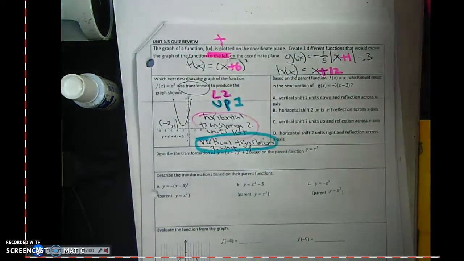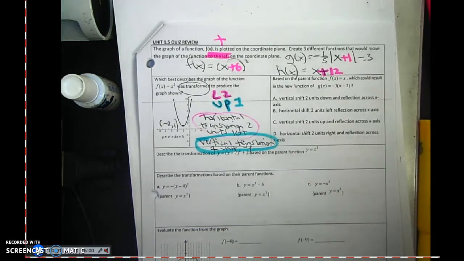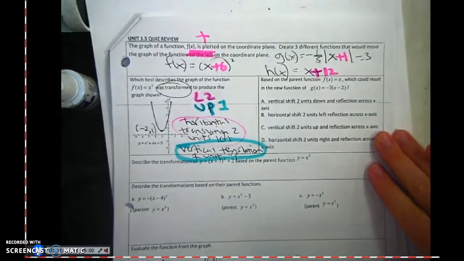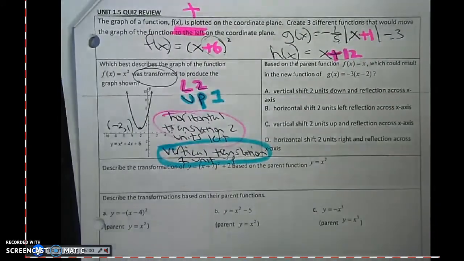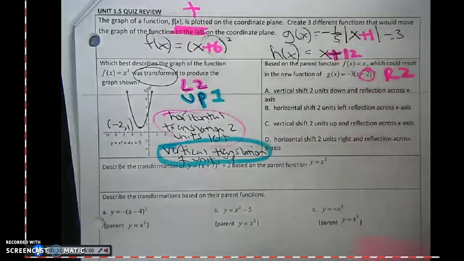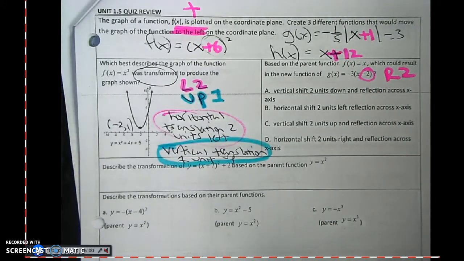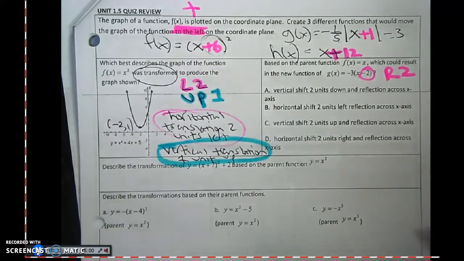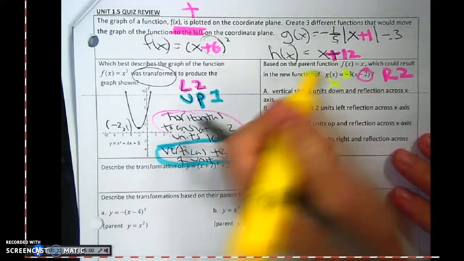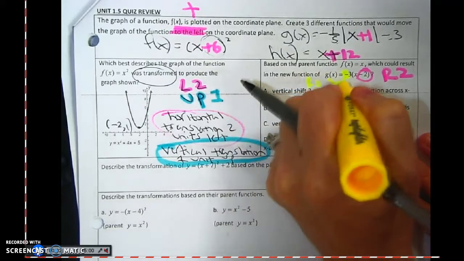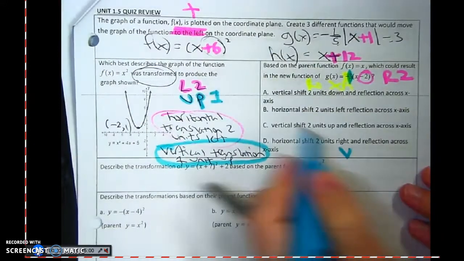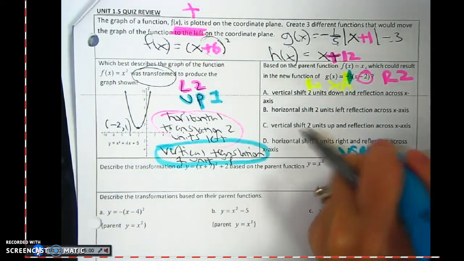Let's look at the next one. It says, what could result in the new? So I'm not going to look at the options because for me that's intimidating. I'd rather figure it out myself. As soon as I see the negative 2, I know that means right 2 because negative 2 with the x, it's the opposite. I see this, it's with the y, which really means it's with the x, so it's reflection over the x-axis. And then when I see the 3, that's a vertical stretch by a factor of 3.